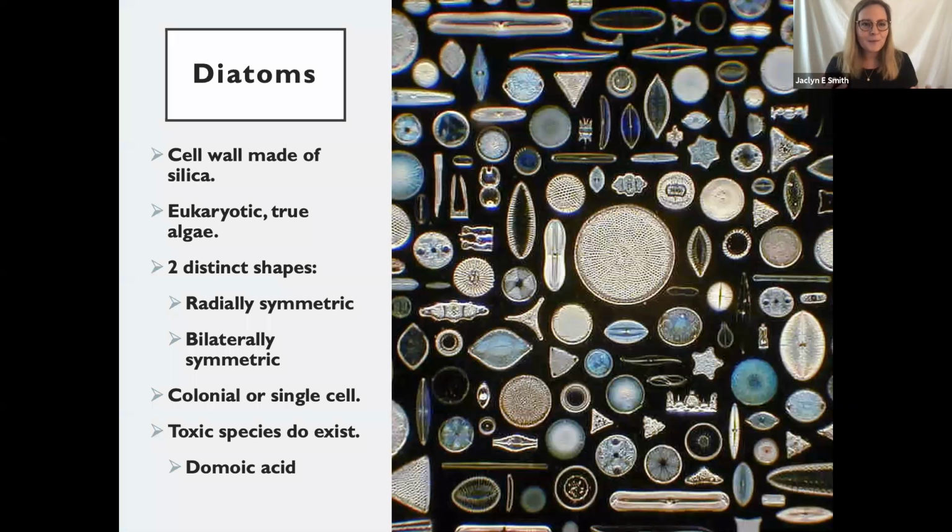So a lot of people, you can mention algae, they probably know what it is, but when you break them down into these smaller groups, some people might not be as familiar. So I'm going to do a very brief overview of these 5 major groups.